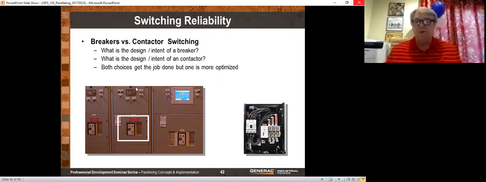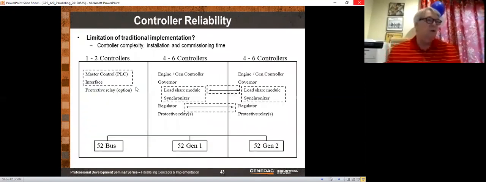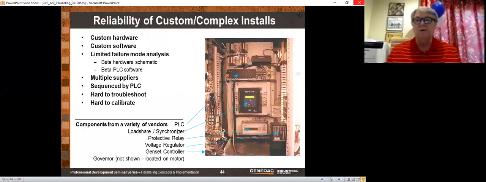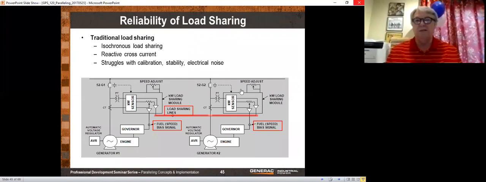Now, when you get into really big generators, you simply can't get those contactors, so we go to a circuit breaker because there's not much choice. This is typical of parallel switchgear. There's a master controller. There are other controllers then on the line, and 4 to 6 controllers in each section for generator 1, 4 to 6 controllers in each section for generator 2. Very complicated system, all of them having to talk to one another. And this is a picture which I think we have gone through in quite a lot of detail. You've got custom hardware, custom software, very difficult to troubleshoot, multiple suppliers of equipment, custom programs, hard to calibrate, and that's all replaced by a standard system.